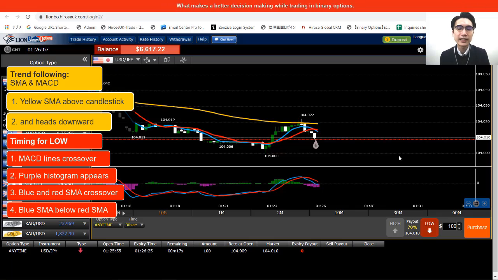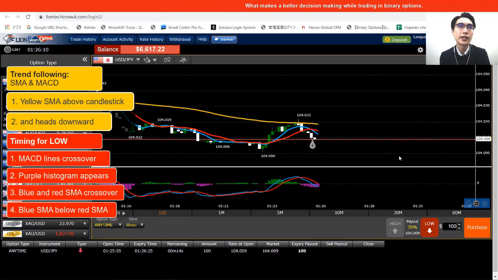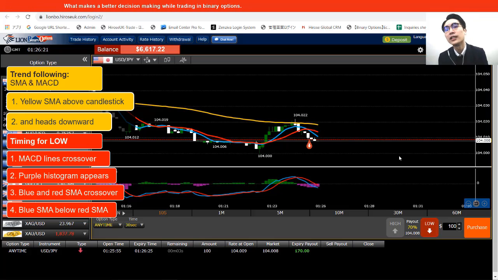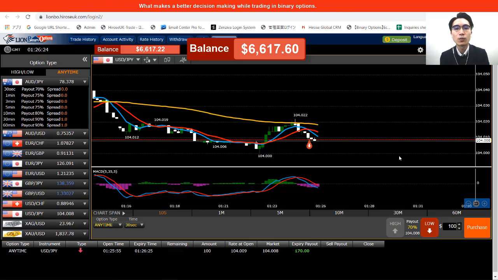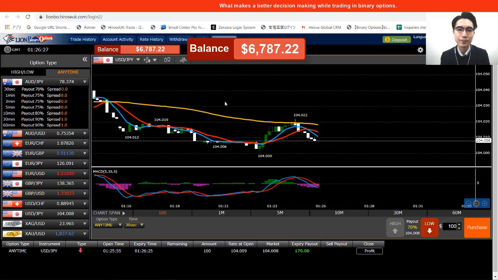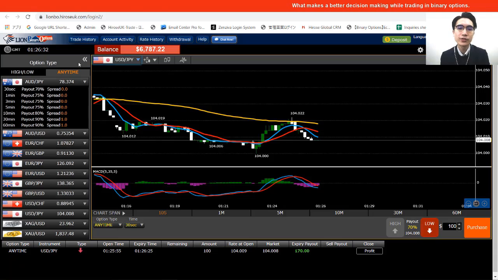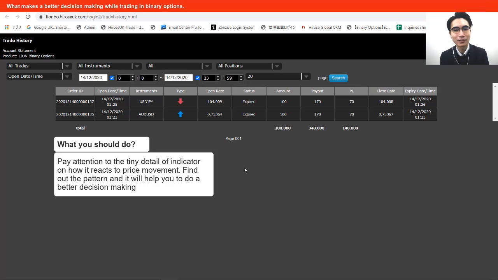When you trade, there are a lot of times that you need to think about whether you need to trade or not. That depends on your experience, on whether you want to take that risk or not, and whether the trend is clear. There's a lot of decision making when it comes to trading. So try to pay attention to the tiny details from the indicators, and I'm pretty sure the indicator is going to give you the information you need to decide whether you want to enter the trade or not.